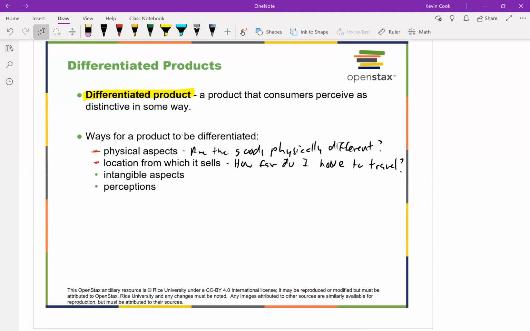This third one is intangible aspects. With our intangible aspects, there are a couple things we may think of. One of them could be potentially the values of a company, or something like a small versus large business.